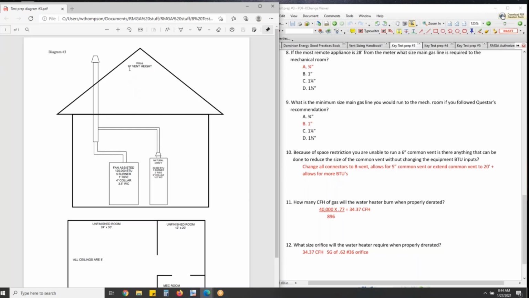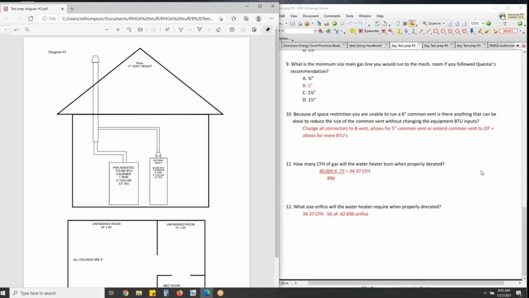Because look, we've got a 17-foot vent, and remember in one of the classes I talked about the taller the vent, the better it vents, the more capacity it has, because it'll develop a stronger draft. So yeah, you can change to a 5-inch if you just change your connectors or make your vent taller. Everyone good with that? Understand that concept? Right on, man.